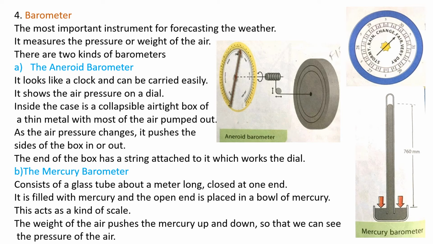The average height of the mercury is 760 mm. With a change in altitude, it changes accordingly. When we are at a higher altitude, it decreases, and when we are closer to sea level, it increases. Also, this kind of barometer is fragile, unlike the aneroid barometer, and it cannot be carried anywhere easily.